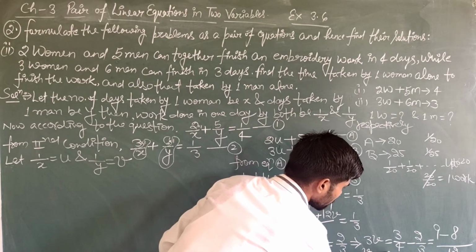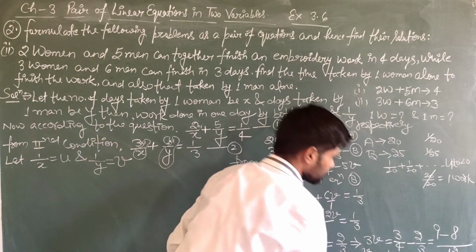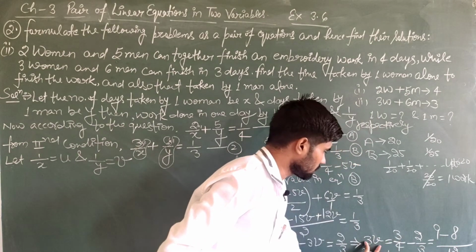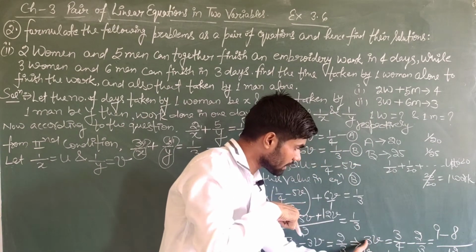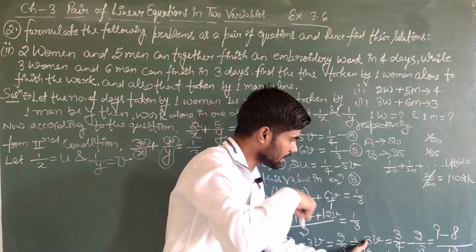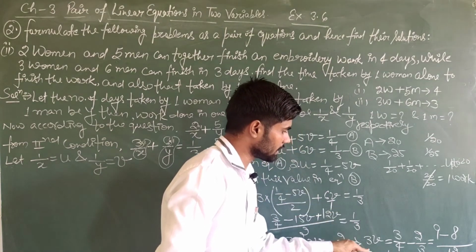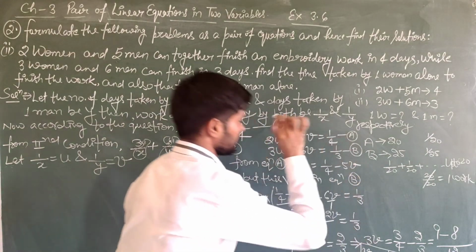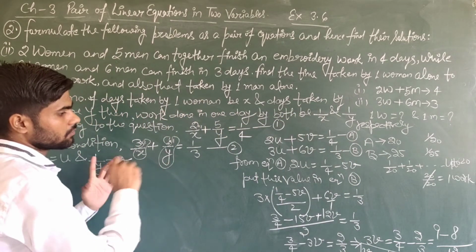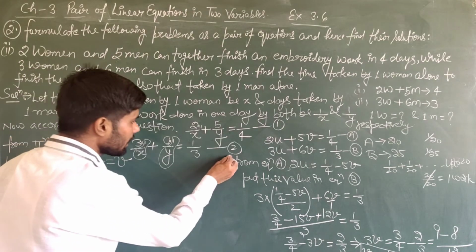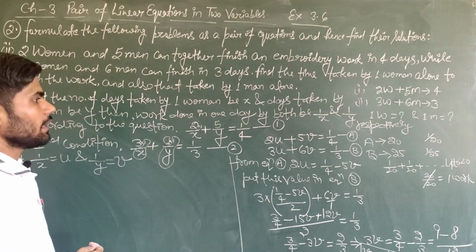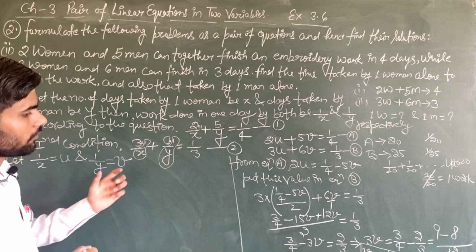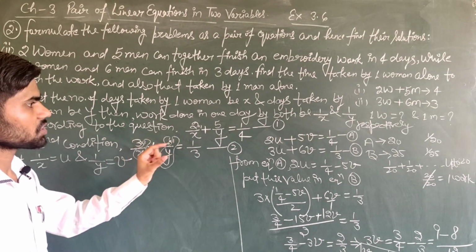V is equal to 1 upon 36. If we write 1 upon 12 is equal to 3v, 3 is in the multiplication now and this will be in the division, means 12 multiply 3, this will be 36. V is equal to 1 upon 36. We get V is equal to 1 upon 36. We can put this value in equation number A or B.